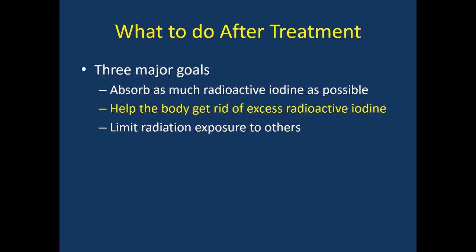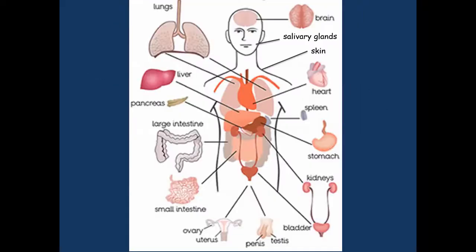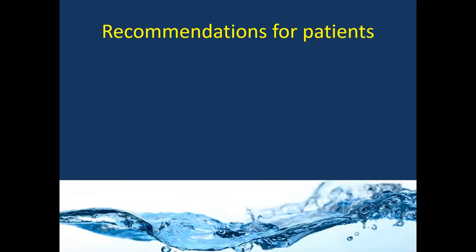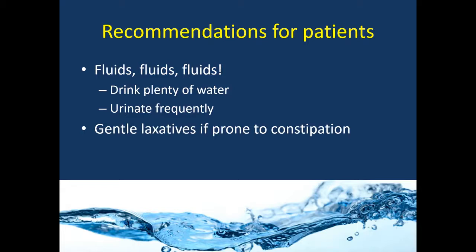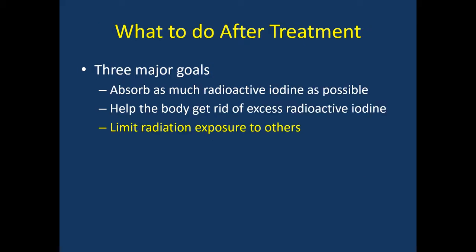Now let's talk about getting rid of the radiation that isn't sitting in your thyroid gland. Radioactive iodine is primarily excreted in urine within the first 24 hours, but also leaves the body via sweat, vaginal excretions, saliva, stool, and other bodily fluids over the next 1 to 2 weeks. For that reason, you must remain well hydrated over the next few days. So drink plenty of fluids and urinate frequently. If you are prone to constipation, take a gentle laxative to help remove radioactive iodine from your stool. Now let's talk about safety precautions.